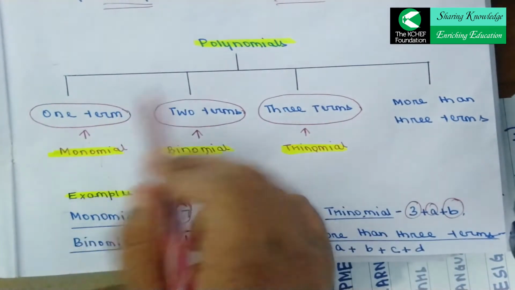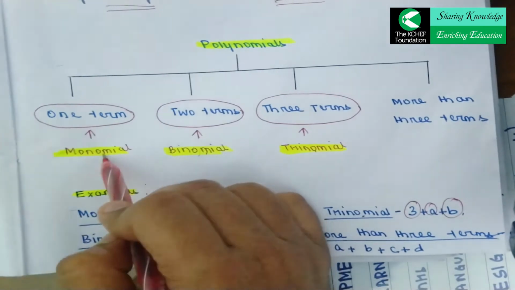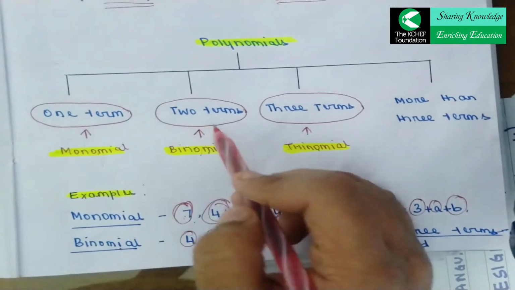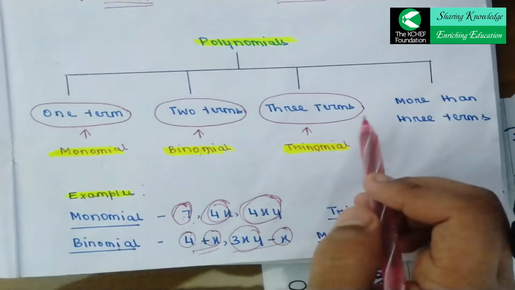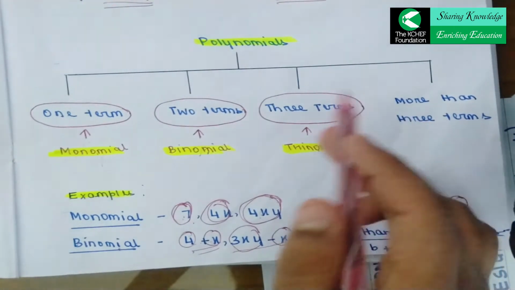If the polynomial consists of one term, it is known as monomial. If it consists of two terms, it is known as binomial. If it consists of three terms, it is known as trinomial. More than three terms, it is called polynomial only, as I said.